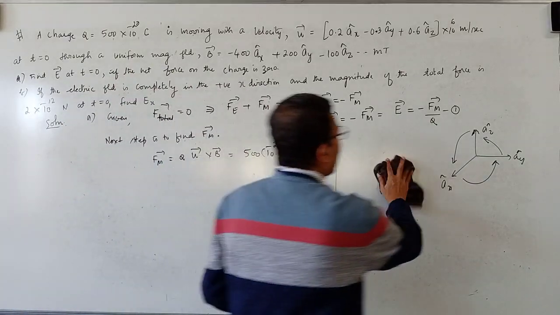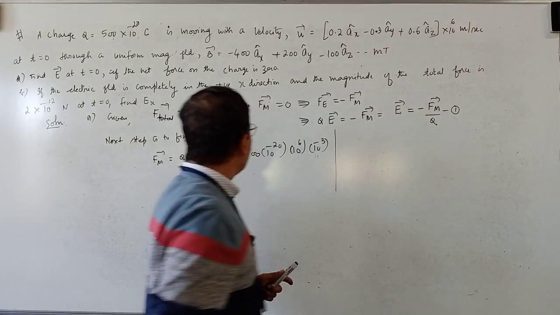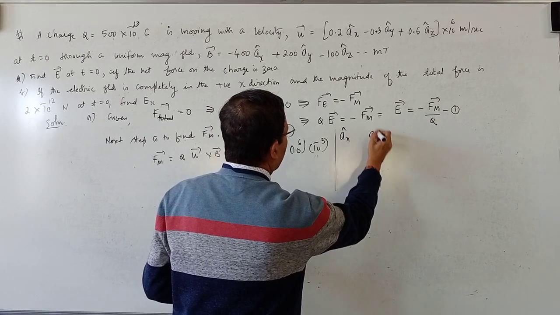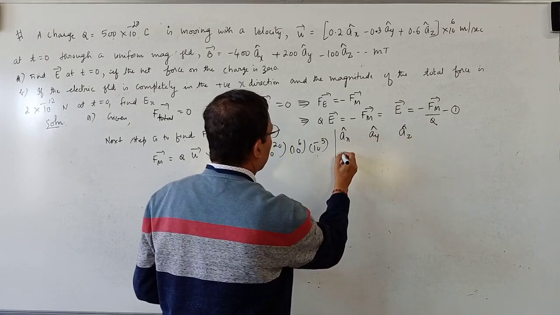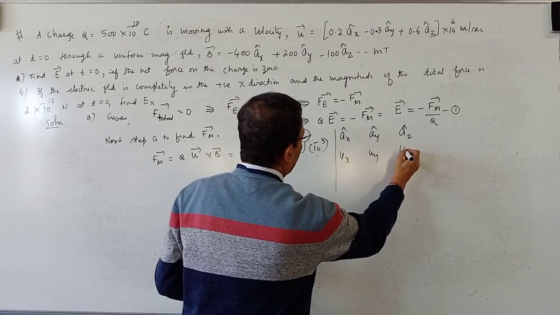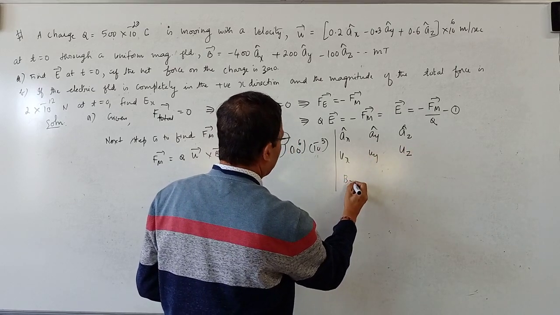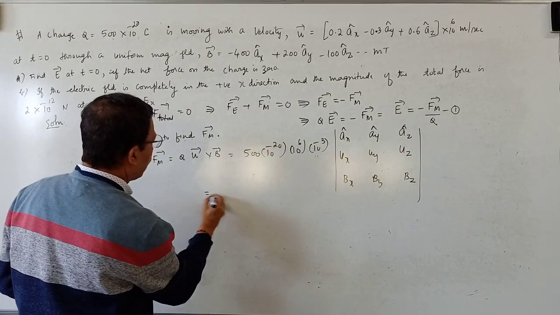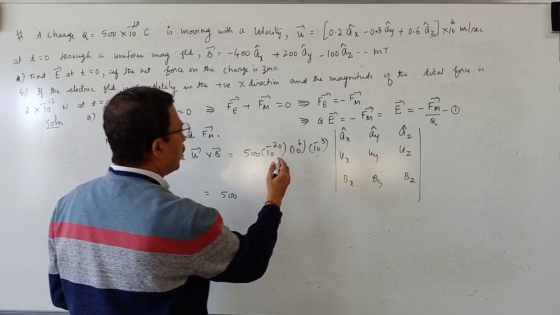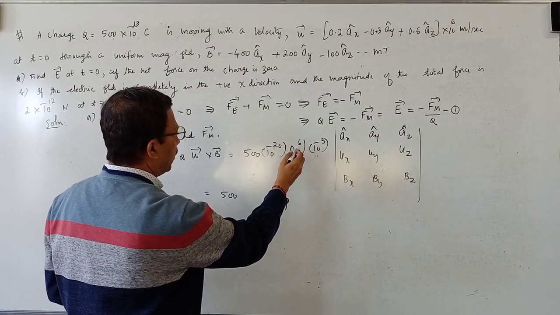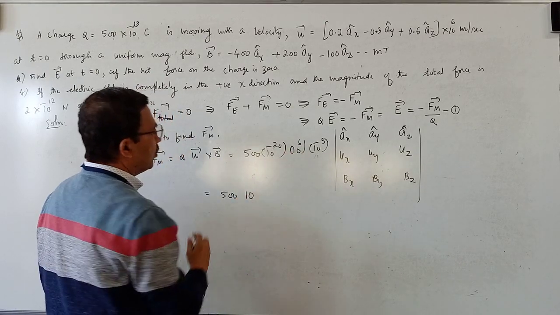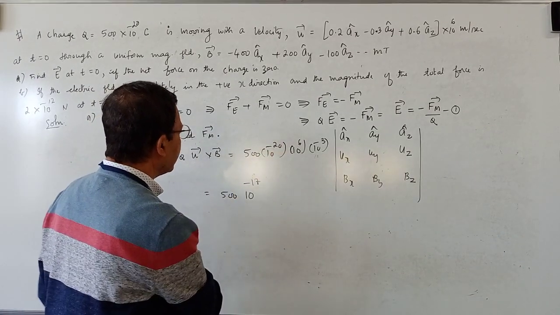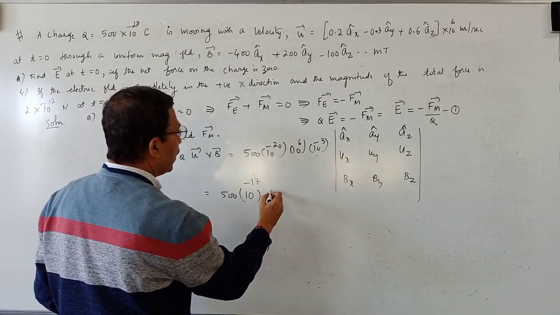Okay. This problem I solve using determinants. This is unit vector ax cap, unit vector ay cap, unit vector az cap. Ux, uy, uz, bx, by, bz equals 500 into 10 to the power minus 23. This is 10 to the power minus 23, means 10 to the power minus 17. Okay, 10 to the power minus 17.